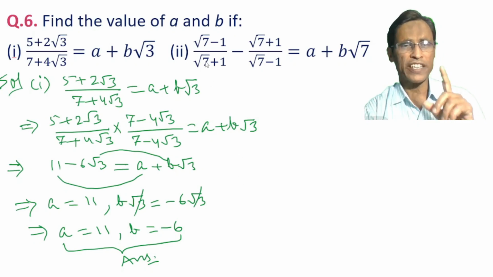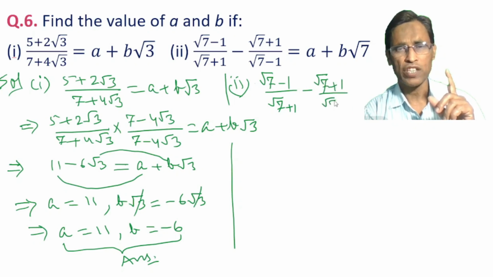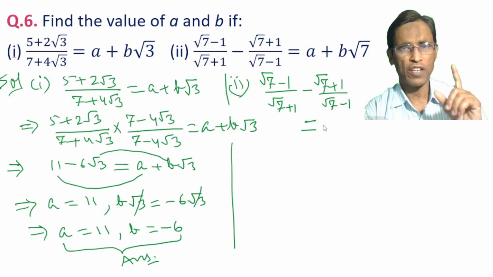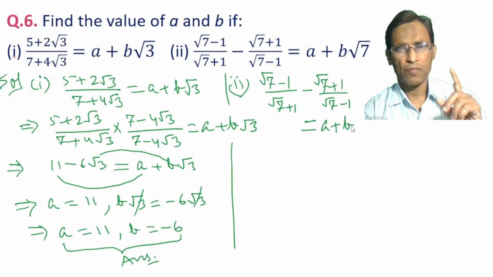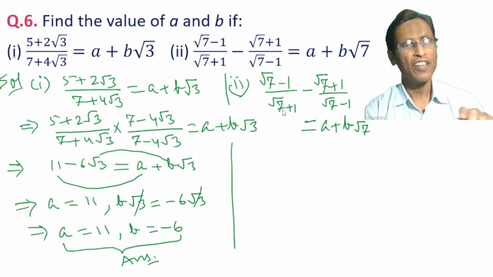Now, we come to the second equation. Root 7 minus 1 by root 7 plus 1 minus root 7 plus 1 by root 7 minus 1 equal to a plus b root 7. Now, in the LHS part, there are two fractions and the denominator of each fraction is irrational, and that too they are conjugate to each other. So, in this case, we should take their LCM.